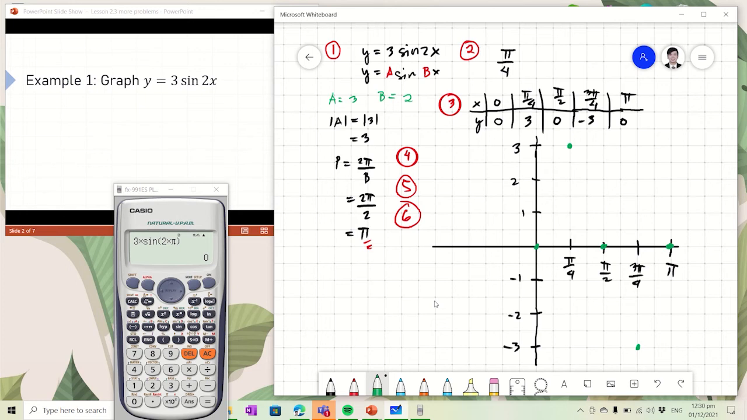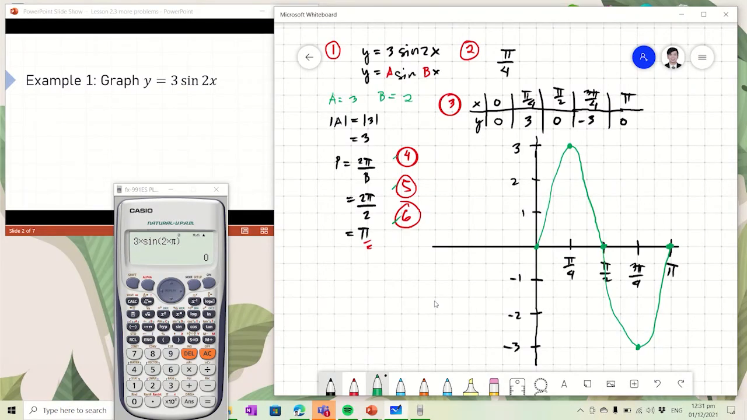And then for step 5, just connect the points with a sinusoidal curve. It has to be a smooth U curve. Then you just have to continue the pattern. So, magiging ganito. Okay, ayan. Okay. So, this is now one period of our graph. So, for step 6, since we're not given with an interval, we just have to repeat over several periods to the left and the right.